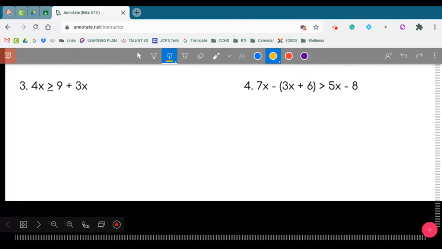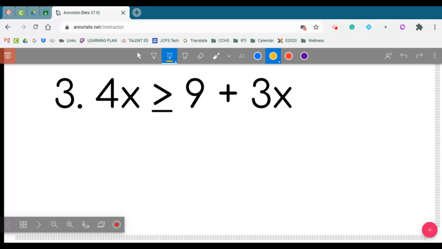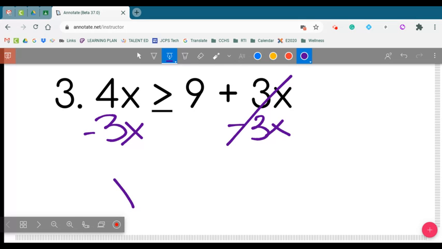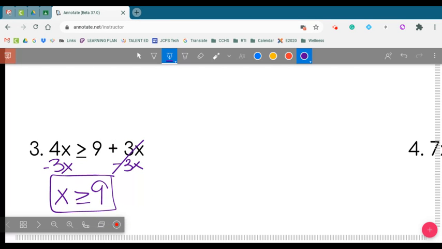Okay, going down to number 4, or number 3, goodness, sorry guys. So I need to move my 3x over. This cancels, 4 minus 3 is just x is greater than or equal to 9. So that one, nothing happened.